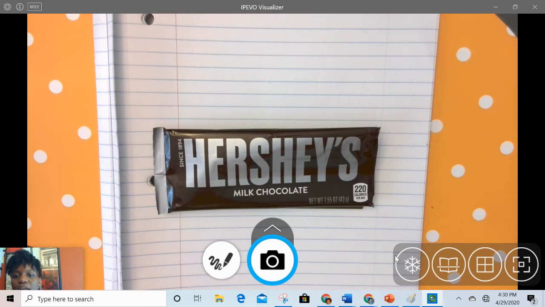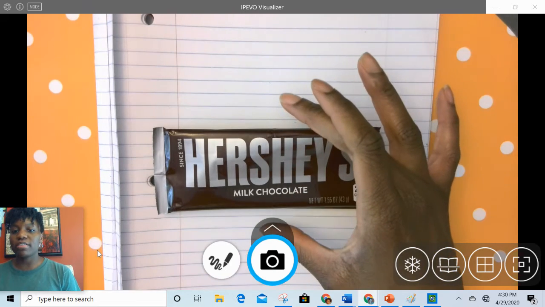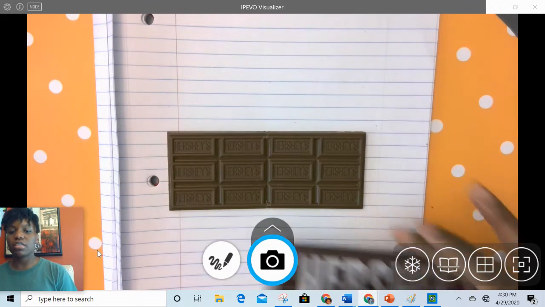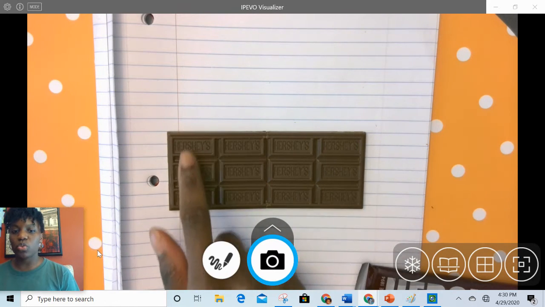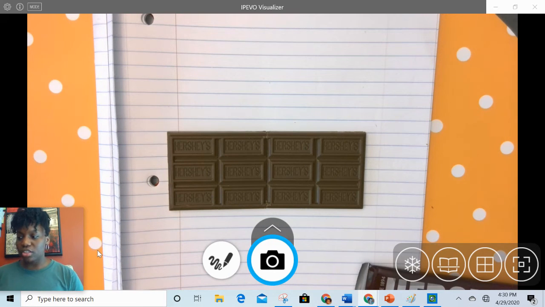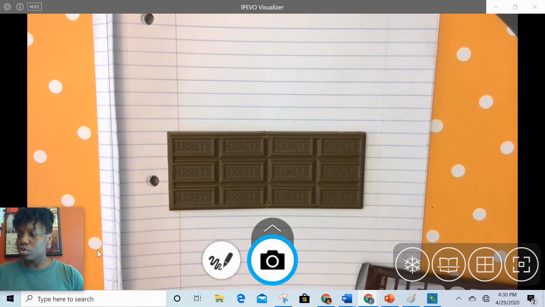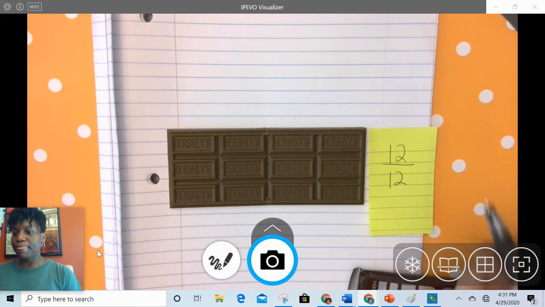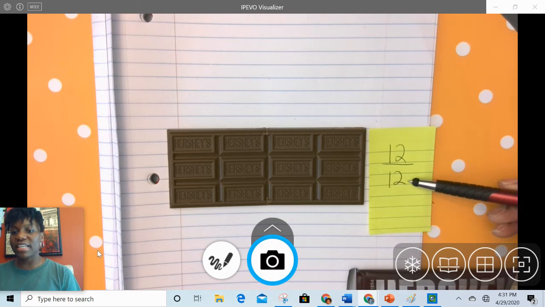Here on my document camera, I have the following images. I have a Hershey's bar, obviously. And what we know about this Hershey's bar is that inside of this whole Hershey's, there is a 3x4 array. So 3 times 4 gives us 12 pieces. And if I wanted to know the fraction size of these 12 pieces, I would say that it would be equal to 12 twelfths, right? One whole Hershey's bar is equivalent to 12 twelfths. That gives us our whole.